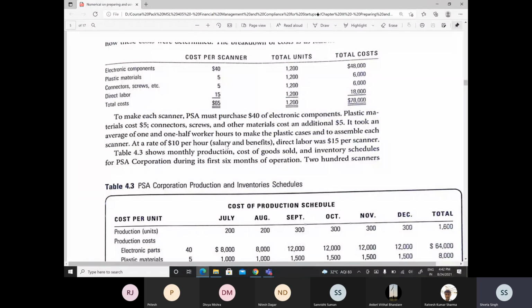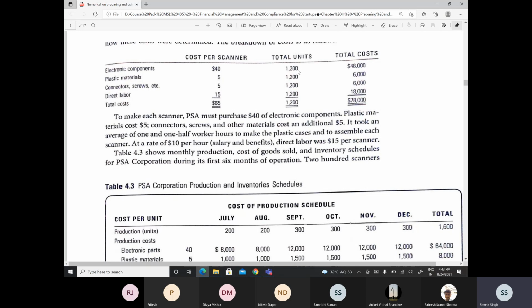So here in table 4.3, you can actually see the monthly production, cost of goods sold and inventory schedules for the PSA company during the first 6 months of operation. So let us see how the cost has been assembled. Electronic component is $40 per scanner. Plastic material is 5. Connectors, screws are 5. Direct labor is 15. So total cost of producing one scanner is 65.